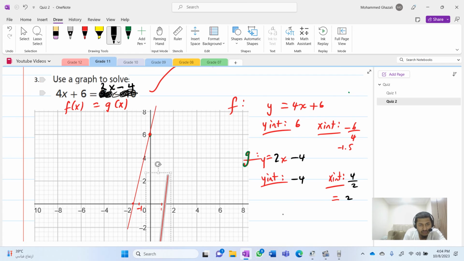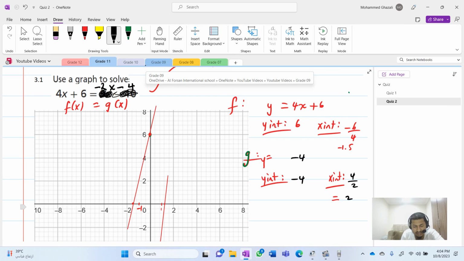No, let's use a negative 2x rather. So we have a downward sloping line. If I use negative 2x, that will make more sense, because again I'm finding a solution which is too far away, not on the grid. So negative 2x minus 4.